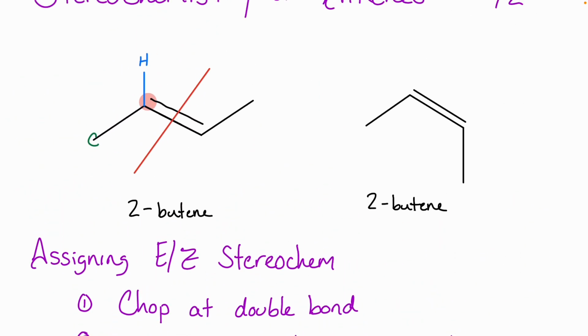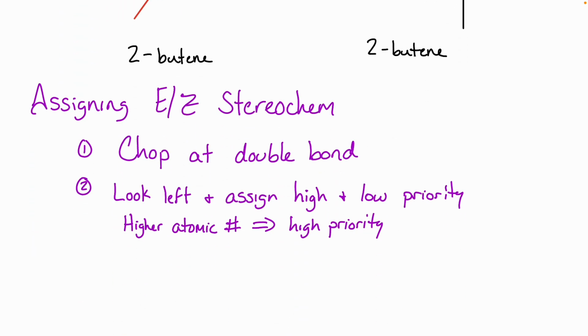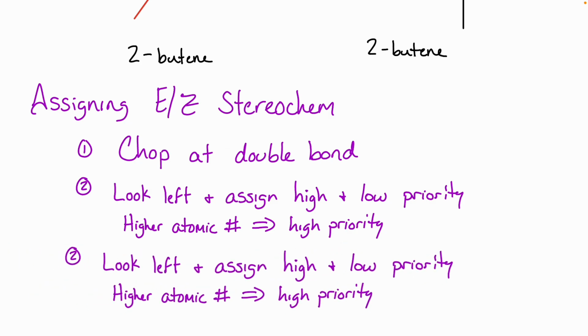All right, so then which one is high priority, the carbon or the hydrogen? Carbon. So this one is my high priority group. This one is my low priority group. Okay, so I did that for the left side. Now I'm going to do the exact same thing, but I'm going to jump to the other side of my double bond. I'm going to look on the right side.